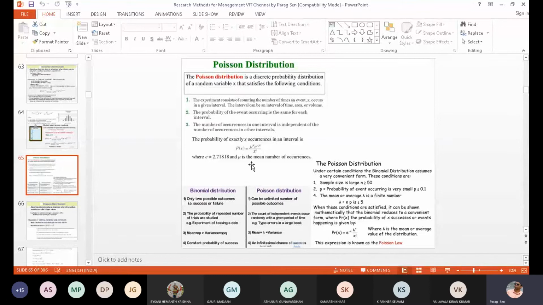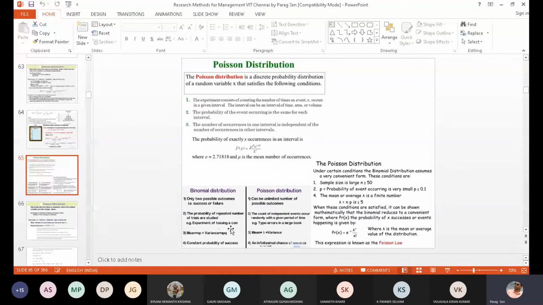Under certain conditions, the binomial distribution assumes the Poisson form. Some conditions are given, and the difference between the binomial distribution and the Poisson distribution is also given: in binomial distributions there are only two possible outcomes, and in Poisson distributions there can be an unlimited number of possible outcomes. Why? Because in a particular time interval, the occurrence can happen many times, infinite times in fact. So now the second thing is that the probability of a repeated number of trials is studied.